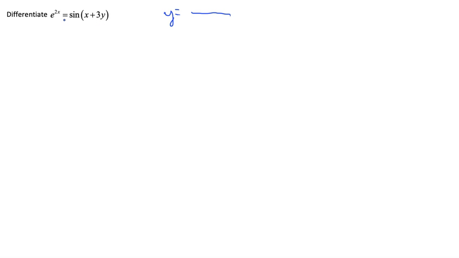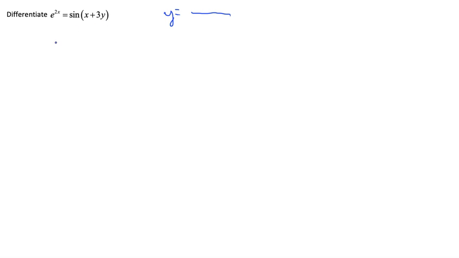In this case, we have to use what's known as implicit differentiation. Essentially, we're going to take the derivative of each term with respect to x. But what the implicit means is that we're assuming y is a function of x. So whenever we take the derivative of y, we need to multiply that by dy dx. That's by the chain rule.